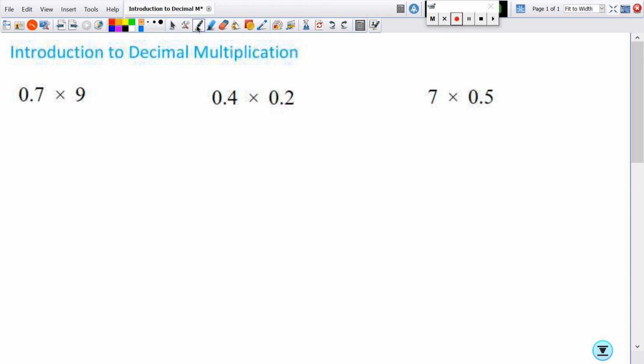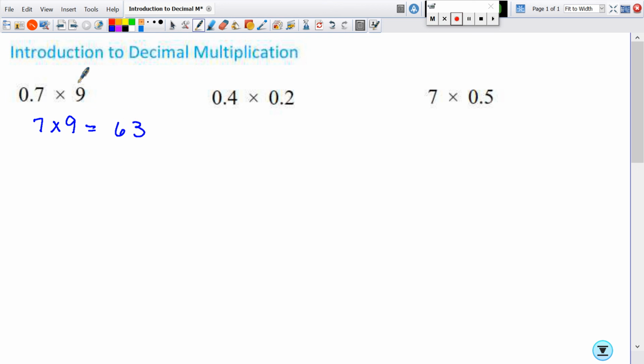Decimal multiplication. This is the introduction, so I'm just going to do straight multiplying. With bigger numbers, I have a different method that you could see in another video, but these are just smaller numbers. So whenever you have decimal numbers, you literally just ignore the decimal points to begin with. So I'm going to call this a 7, and I'm going to call this a 9. So 7 times 9 is 63.